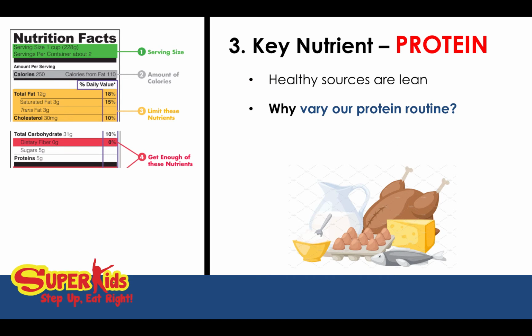The last key nutrient is protein. So on the nutrition facts label, the number you see indicates the total amount of protein per serving. It is important to vary your protein routine when choosing food products, and that means to include plant sources, such as nuts, seeds, and not just animal sources. The ingredient list will give you more information on what type of protein is included in the food product.